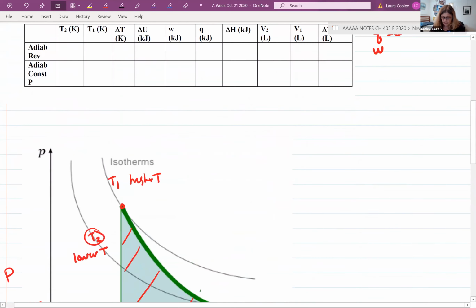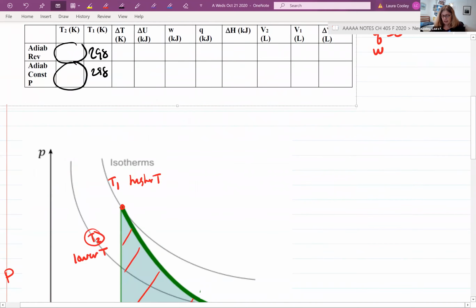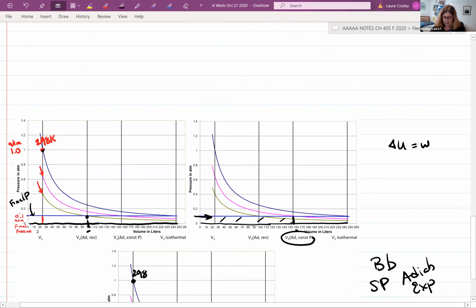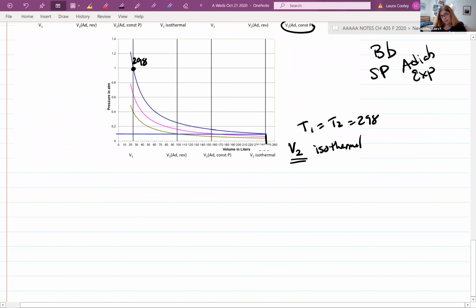There's lots of things to fill in, all these different values, but really it's T2 for each of these. That's the big deal. T1 is 298 for both. And then these other things are not that difficult once you've done that. And I think giving you these graphs, it'll be easy for you to plot what I would like you to show. Okay.